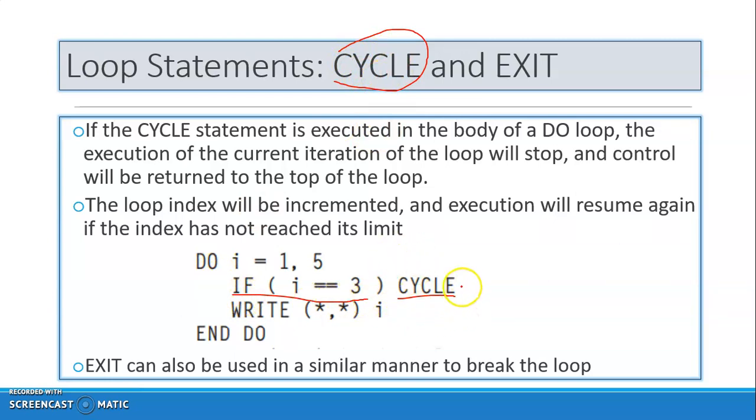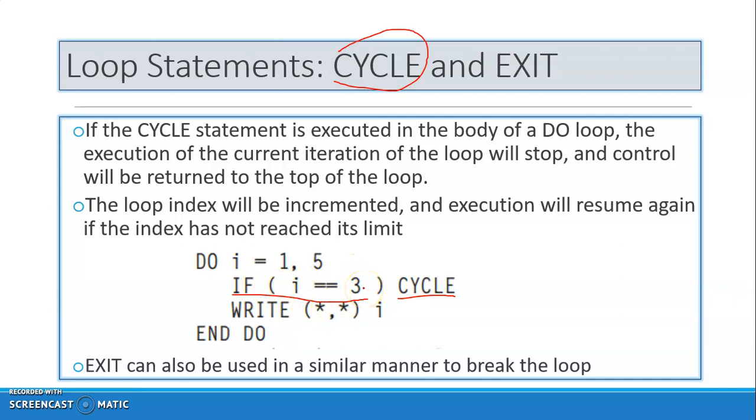So what these two actually do is, for the cycle, whenever this statement here is true and the cycle has been executed, the statements below the cycle will not be executed for the current iteration, so for the current loop, and the next iteration will execute. In this case, our program is going to print I from 1 up to 5, but it's going to skip 3, because when I is equal to 3, we are saying it should cycle. So it will not print 3. It will print 1, 2, 4, and 5, because for those iterations the condition evaluates to false.